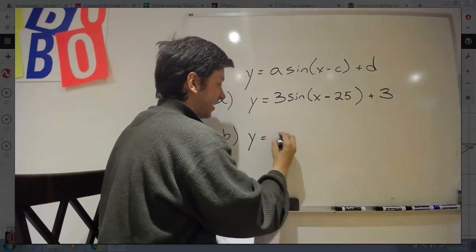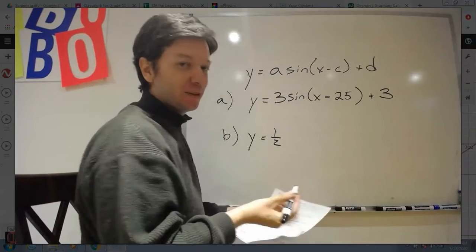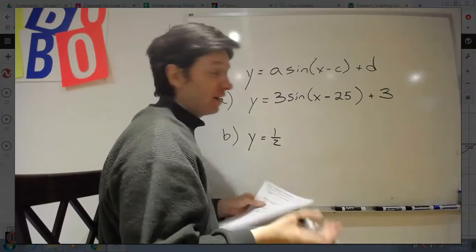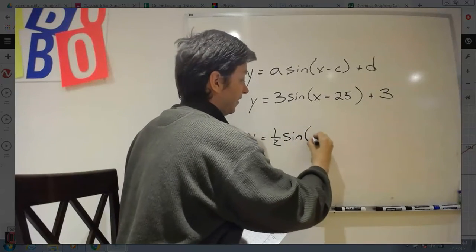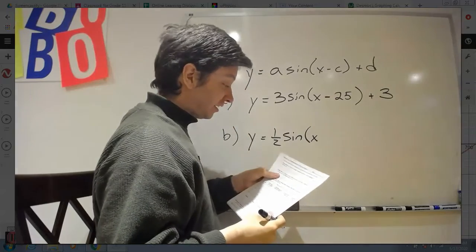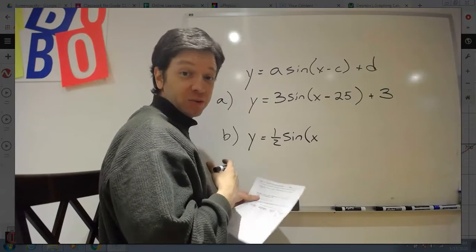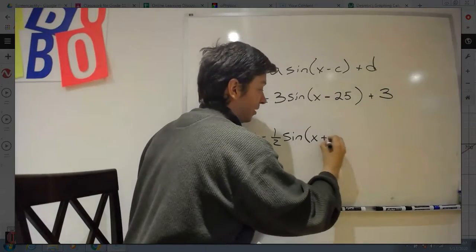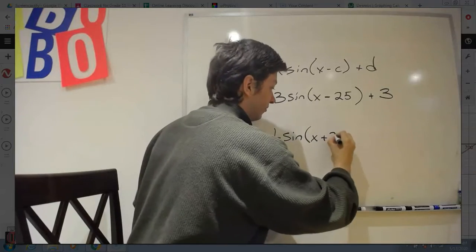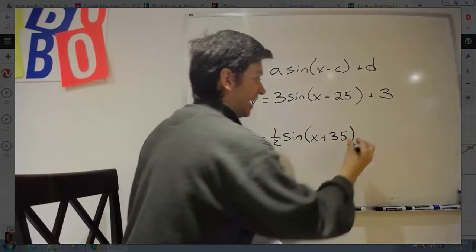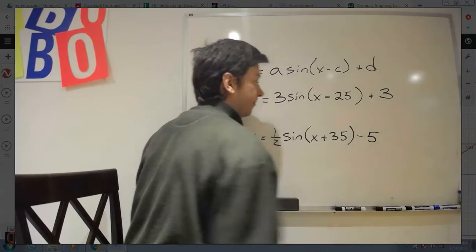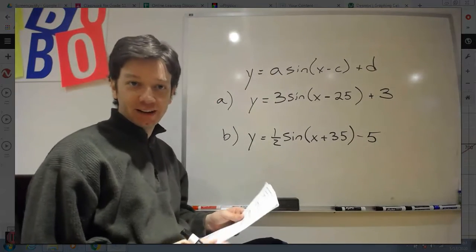So A is 0.5 or 1/2. It doesn't really matter whether you write 0.5 or 1/2. I just prefer fractions. Times the sine of x. Now it's 35 degrees to the left, so we're going to take the opposite sign. We're going to do positive 35. And then 5 units down, so minus 5. Okay, everyone all right with that?